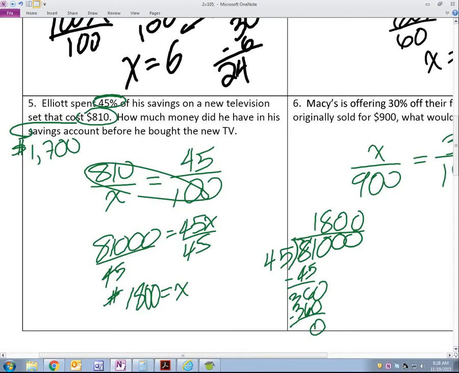If you were to take 45% of 1,800, you would have 810. If you were to take 45% of 700 or 1,700, because you had it part whole, would the part be bigger or smaller than the whole? Put it that way.